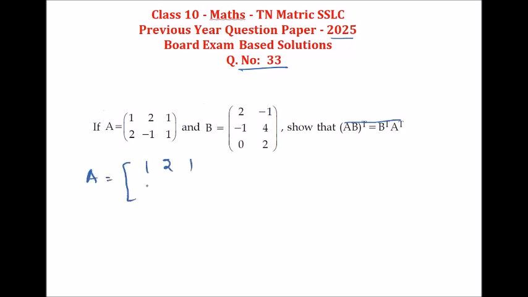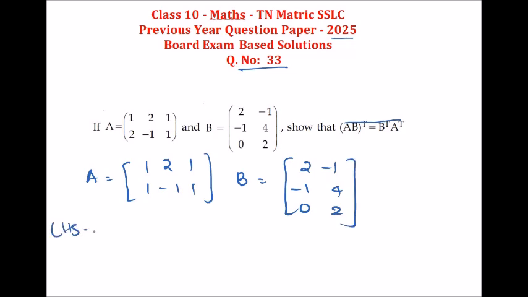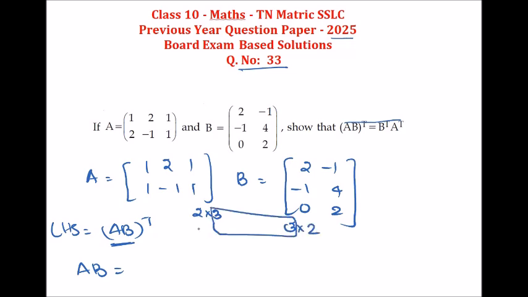[1 2 1; 1 -1 1] and B is equal to [2 -1; -1 4; 0 2]. First, LHS. LHS is equal to (AB) transpose. So here we need to find first AB, A into B. Here A is 2 by 3 and B is 3 by 2. Hence we will get the resultant matrix as 2 by 2.